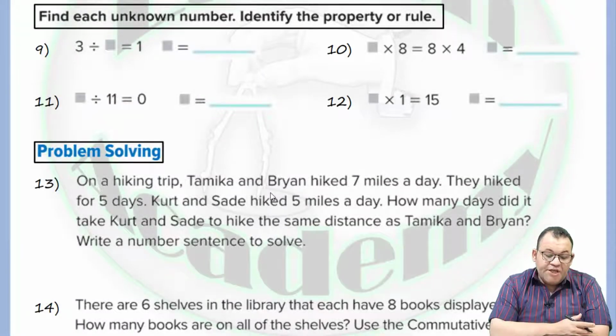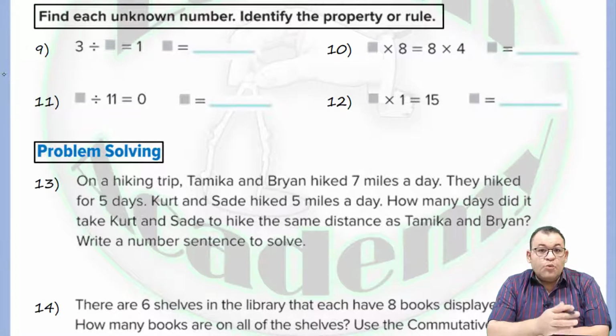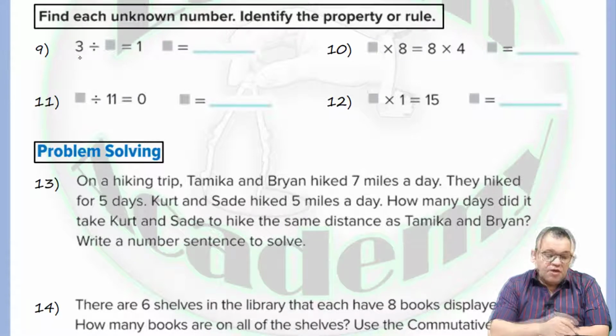In this problem, we need to find each unknown, then identify the property. 3 divided by which number equals 1? To make the answer equal 1 in division, you need to divide it by itself. So 3 divided by 3 equals 1, and this property is called 1 in division.